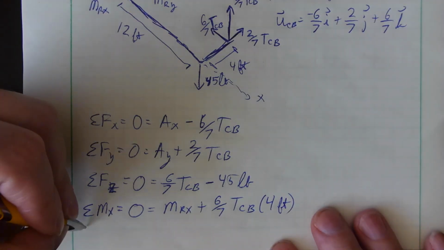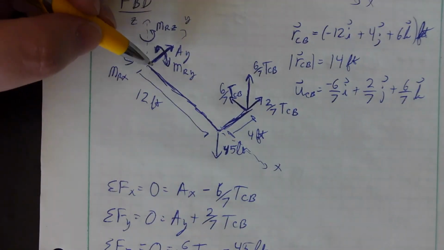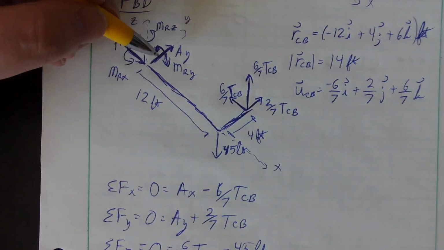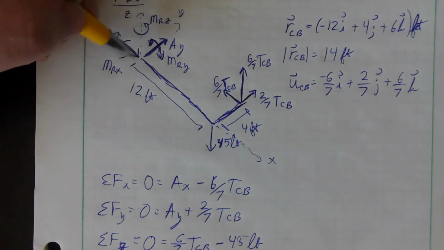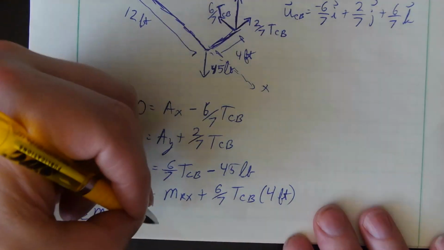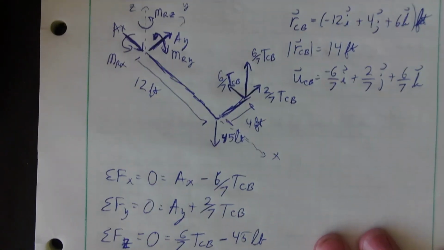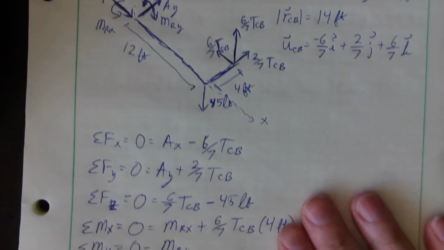Let's look at the next axis. Sum of moments about the y-axis. That is this guy up here. I'm sorry, I'm a little bit off screen. Sum of moments about the y-axis up here. That should add up to be 0. I've got a reaction moment. I do have a couple moment up there. Reaction moment, couple moment in the y-axis.